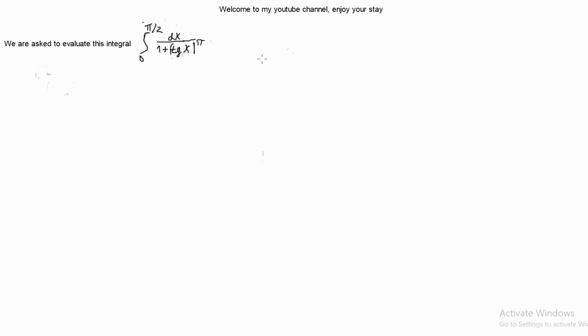We are asked to evaluate this integral from 0 to pi over 2 of dx over 1 plus tangent of x to the power of pi. This integral looks really weird, but as we work through, you will see that it gets pretty simple, as we already know some things from the first video. So let's get started.